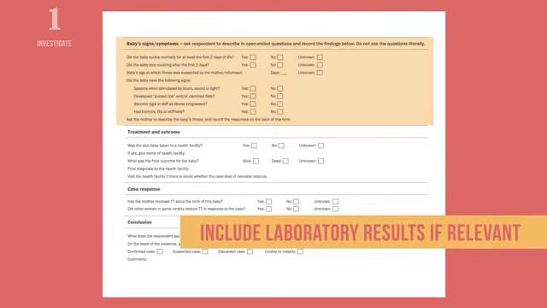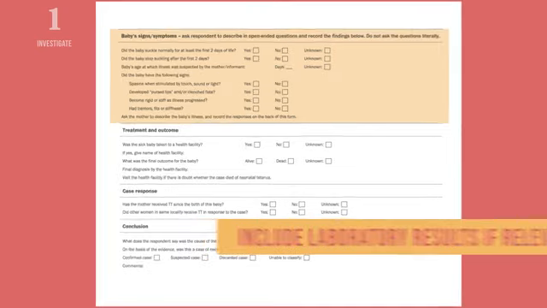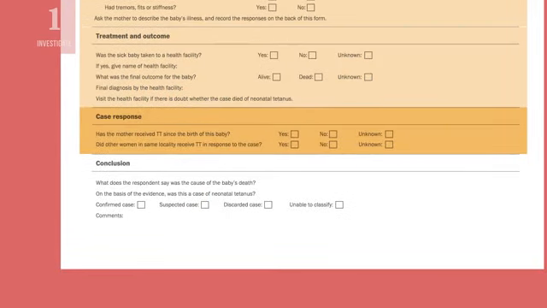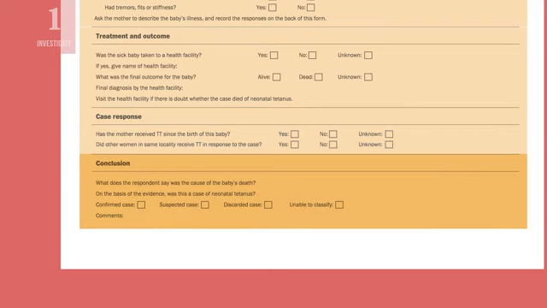Always include laboratory results if relevant. For this form, there are none. Record information about the treatment and outcome. Also record any responses to the case and conclusions based on the evidence collected. For example, here you would mark confirmed, suspected, discarded, or unable to classify.